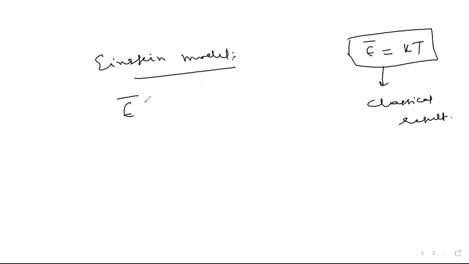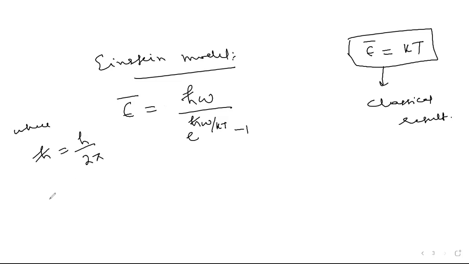Instead, we use h bar omega over e raised to the power h bar omega over kT minus 1. This was our result for the average energy per oscillator in the Einstein model, where h bar is h by 2 pi, h is Planck's constant, omega is the angular frequency, T is absolute temperature, and k is the Boltzmann constant.